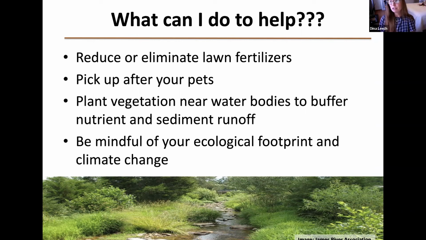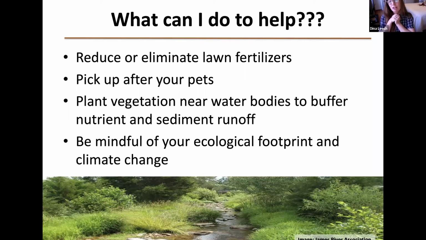We can pick up after our pets, which can also introduce nutrients and organic matter to the system. You could consider, if you live near a body of water, a stream, river, lake, coast, you could plant vegetation to help buffer some of that runoff of nutrients and organic matter to the system.